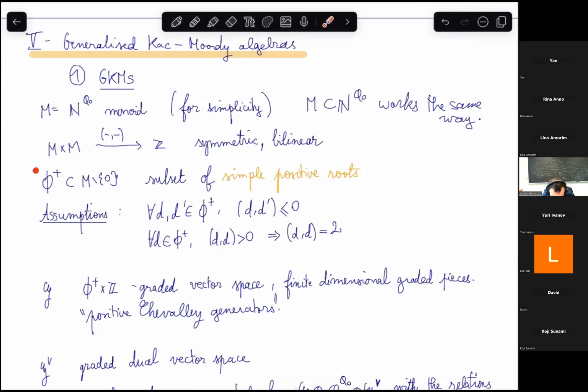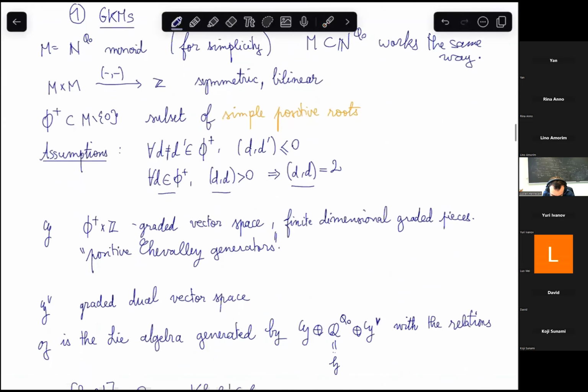You have a subset of non-zero elements in M, which we call the set of simple positive roots, satisfying some compatibility with the bilinear form. So for any two distinct roots, the product is non-positive. And if you take a root such that the square of this root with respect to the bilinear form is positive, then you want the square to be 2. These conditions are much more restrictive than what you could do to define generalized Kac-Moody algebras. But they are sufficient to describe the BPS algebra we would like to understand.